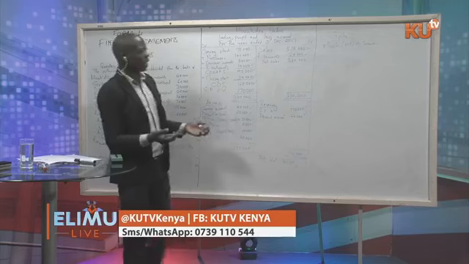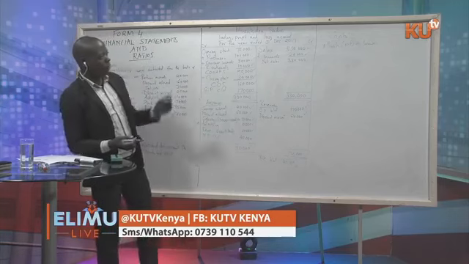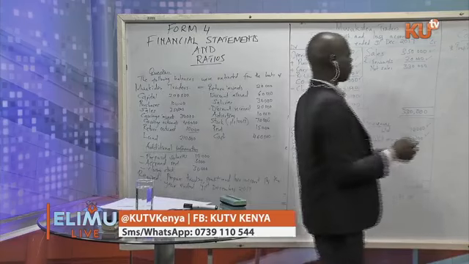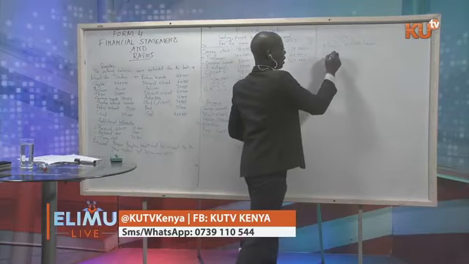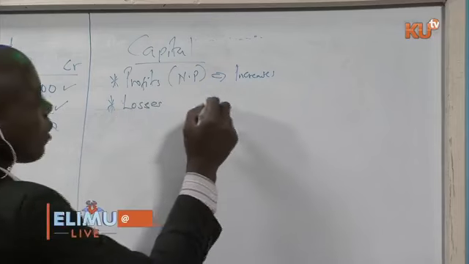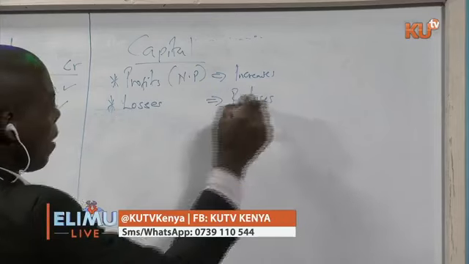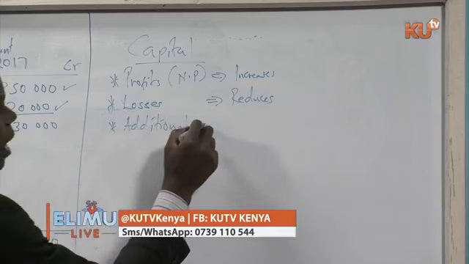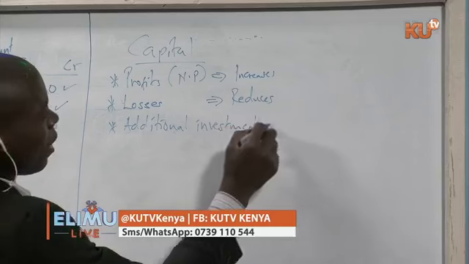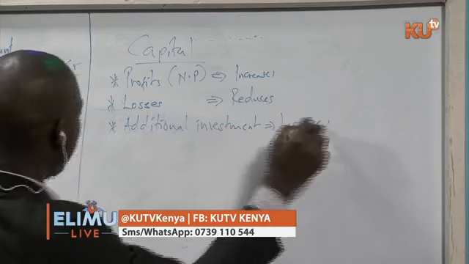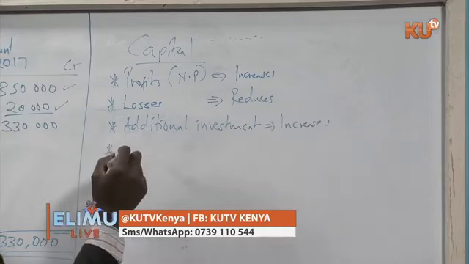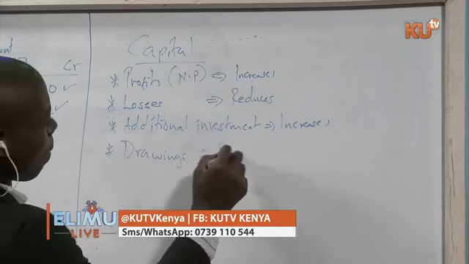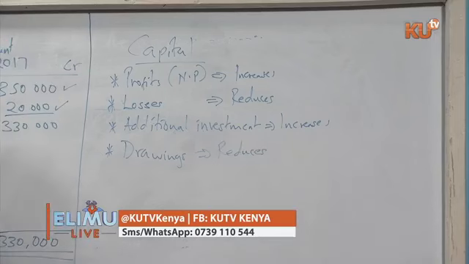You can be told, maybe, to explain factors that affect changes in capital. One of them is profits, and more particularly, net profits. They increase capital. Number two, losses. If you make net losses, they are going to reduce capital. Number three, additional investments. Additional investments have the effect of increasing capital. And then number four, we have drawings. Drawings reduce capital. So those are factors that affect capital.